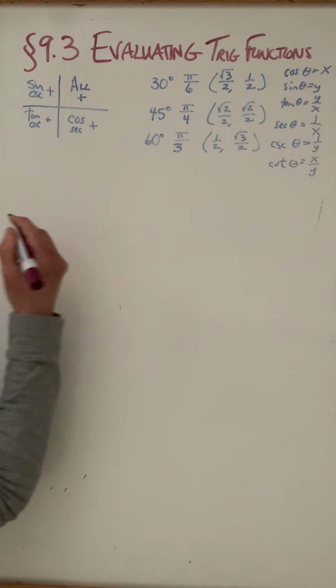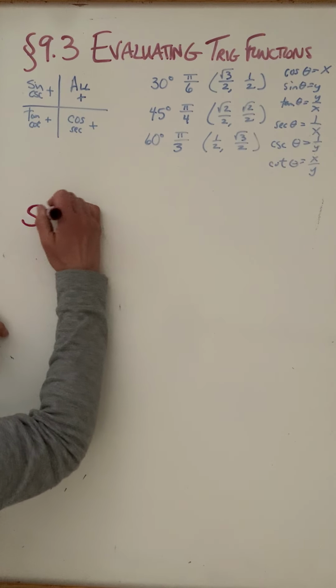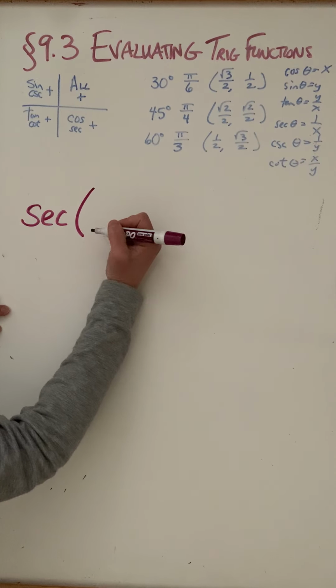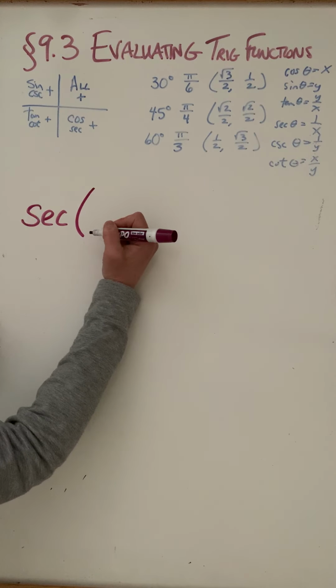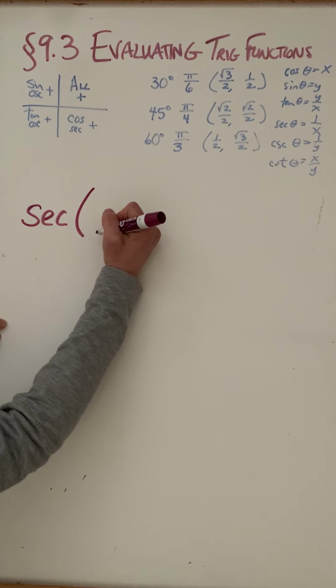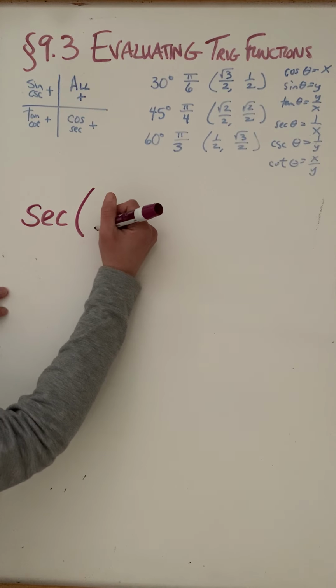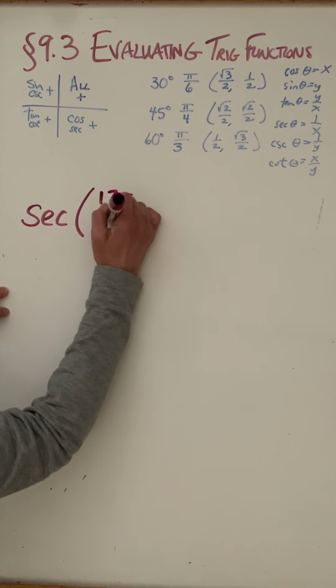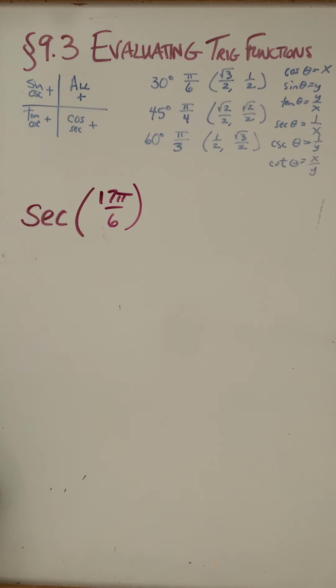Let's try a secant. Let's try the secant of, what do we want to do? The secant of, how about, I know, look at me, right? You're all sitting there going, don't make it so hard, Mrs. Ondra. Let's try the secant of 17 pi over 6. Okay, so the secant of 17 pi over 6.